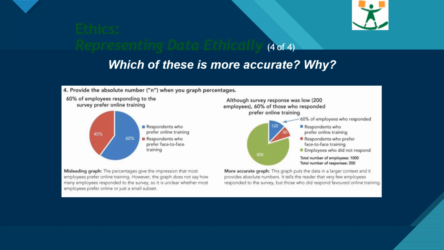Image on the right is the more accurate graph. This graph puts the data in a larger context and it provides absolute numbers. It tells the reader that very few employees responded to the survey, but those who did respond favored online training.